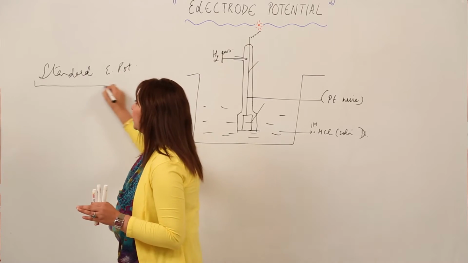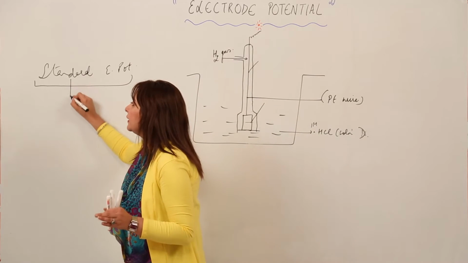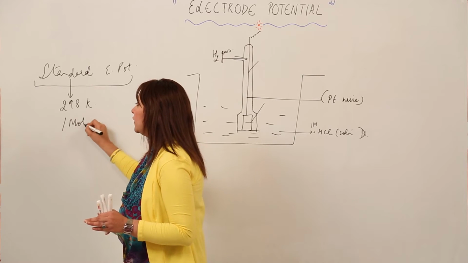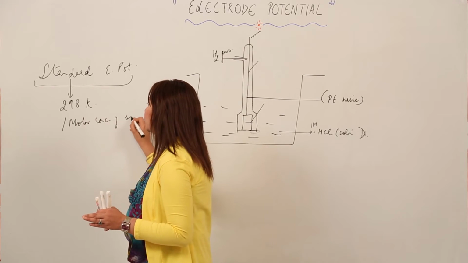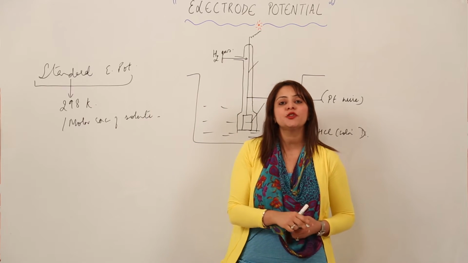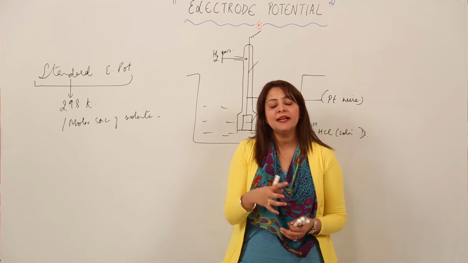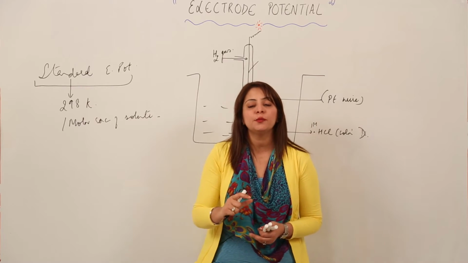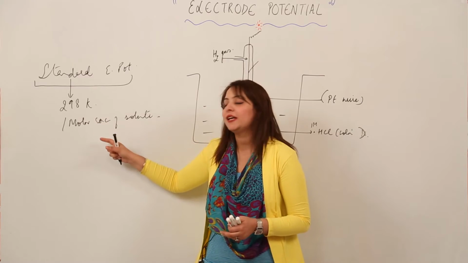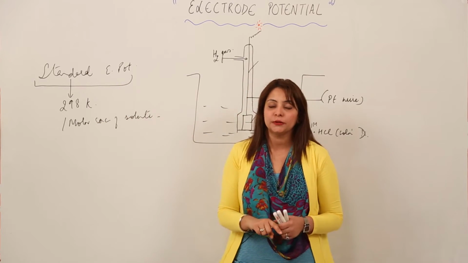So standard electrode potential means the value of electrode potential which is calculated at standard conditions, that is at 298 Kelvin for 1 molar concentration of solute. So if you get to see electrode potential, that means the electrode potential of a given element, right? But if you get to see the standard electrode potential, that means the value of electrode potential at standard conditions, that means 298 Kelvin and 1 molar concentration of solute, right? So this is standard electrode potential.